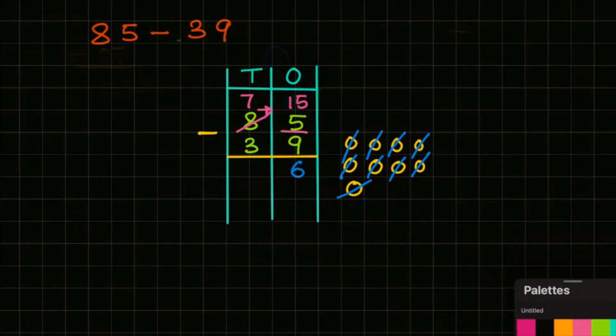And 7 take away 3 will be, let's draw 3 objects over here. Let's count backward from 7 and it will be 6, 5 and 4. So the answer is 46. Let's take one more example.